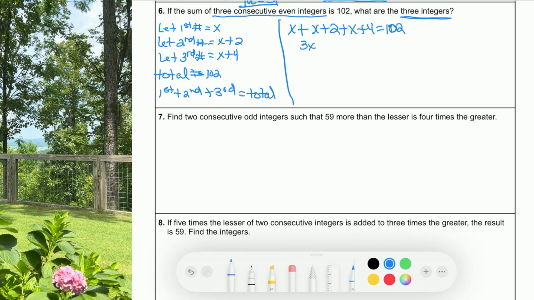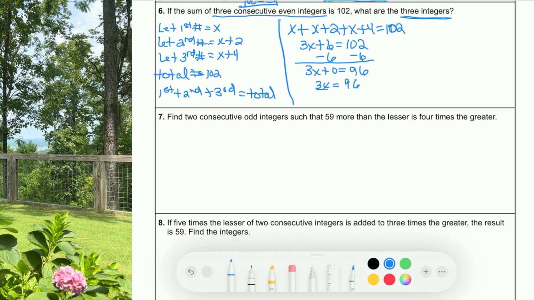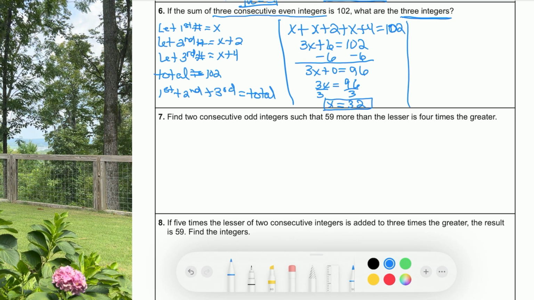Okay, add all my x's together and I get 3x, 2 plus 4 is 6, equals 102. Subtract the 6 from both sides. I get 3x plus 0 equals 96. All right, I have 3x equals 96. Divide by 3 on both sides, and I get x equals 32. All right, we found one of our numbers, but now we need to find the other two.